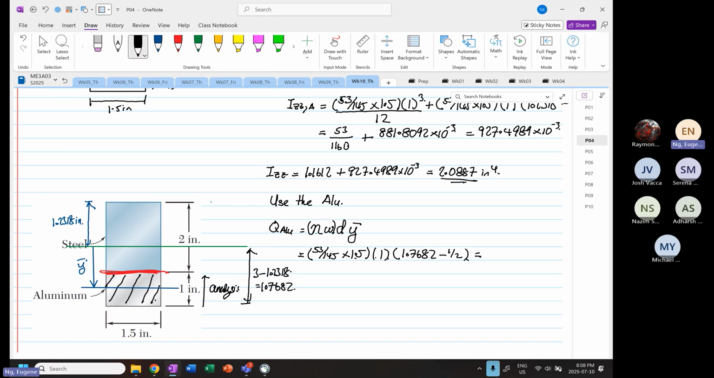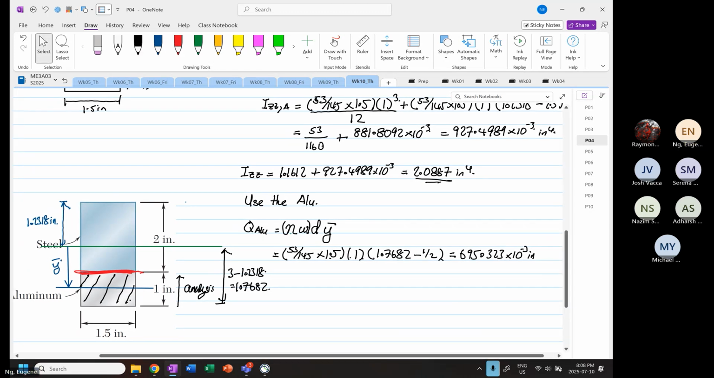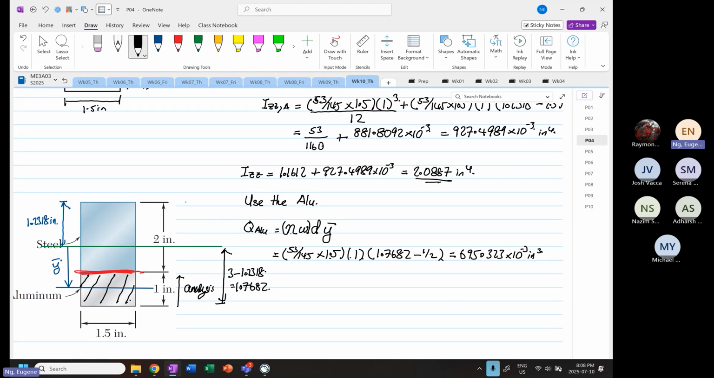695.323 times 10 to the power minus 3 inches cubed. Okay, right. So now we have already included n with that y bar. So now if we're going to find the Q or the shear stress of the, what do you call that, of the bonded surface.